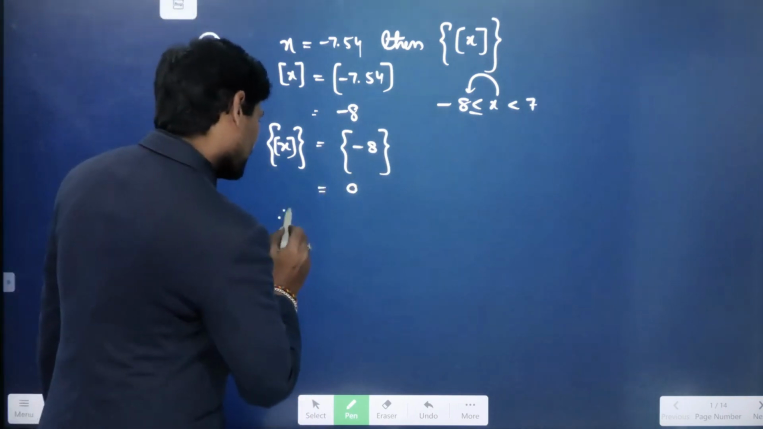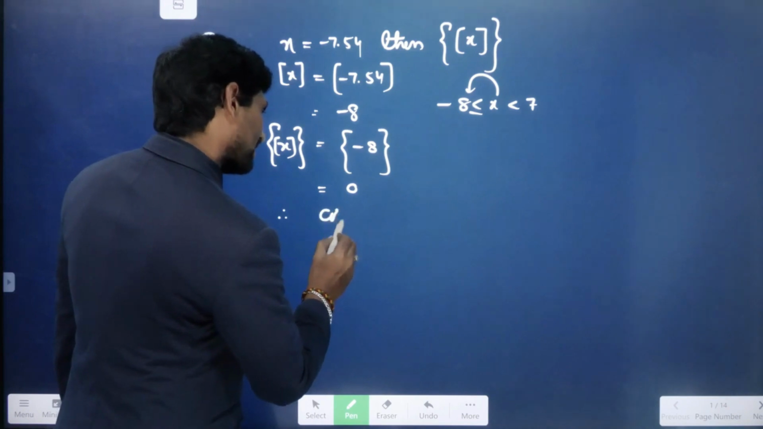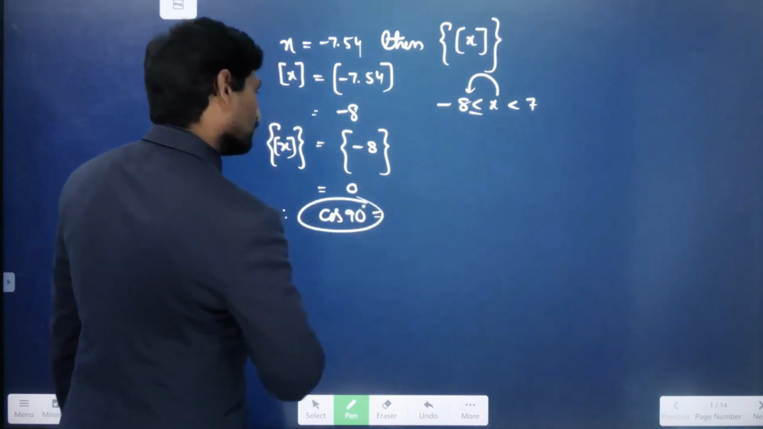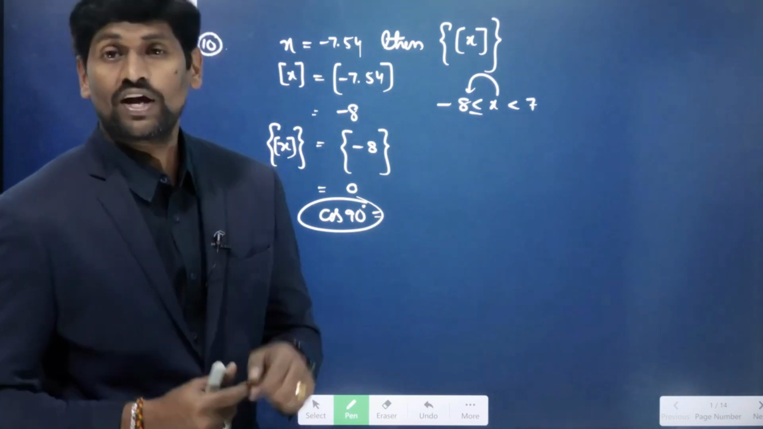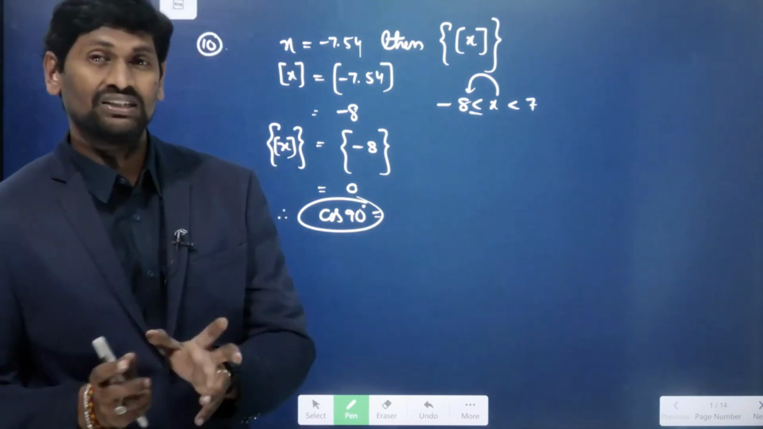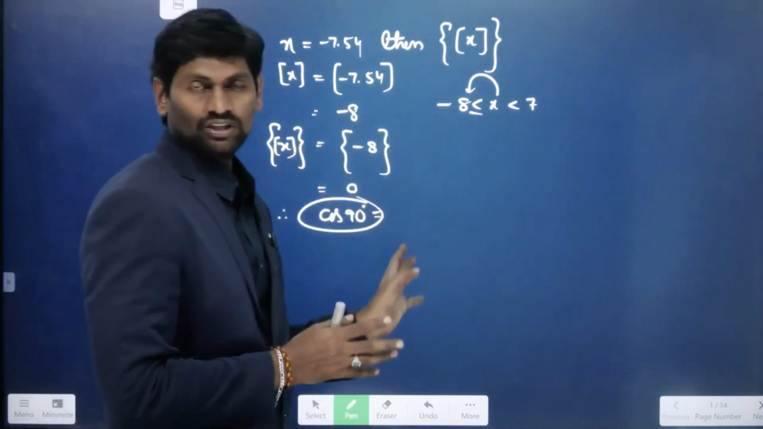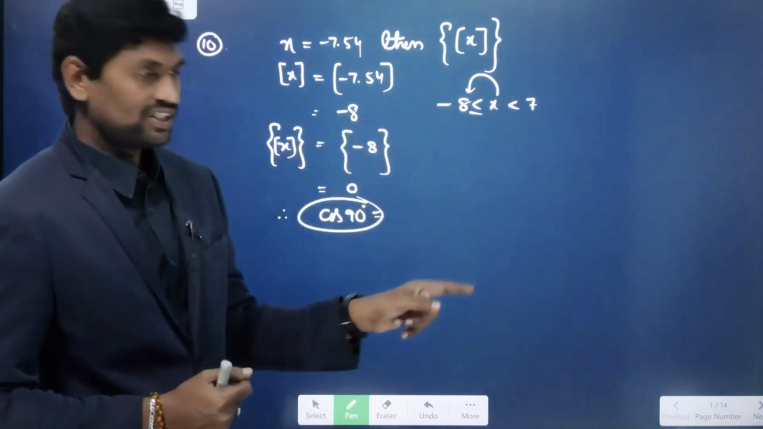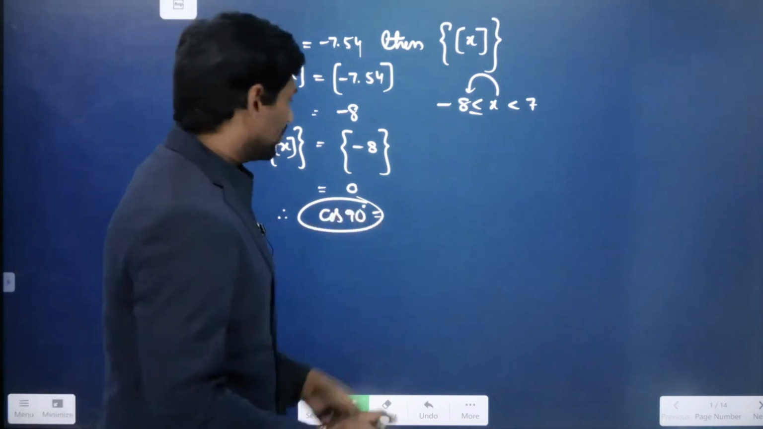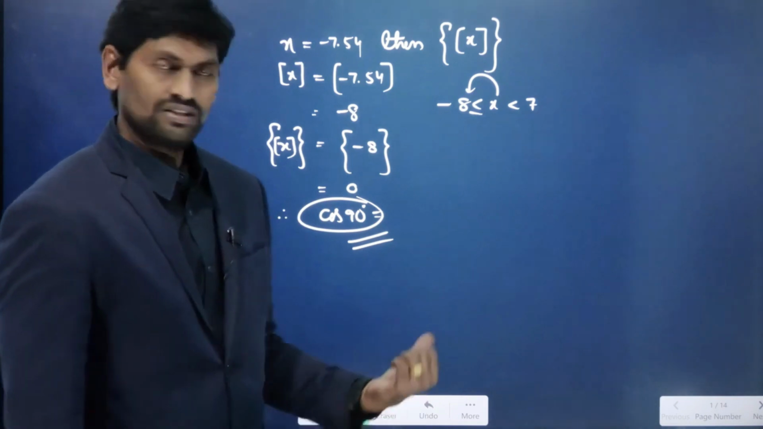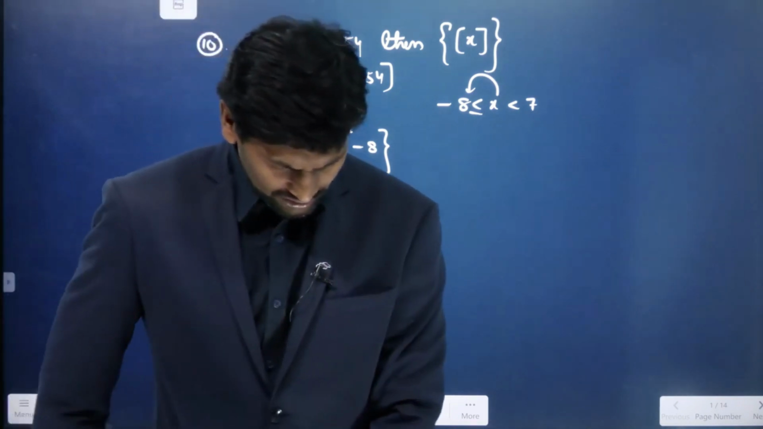In your options it is given that cos 90 degrees is our respective value. Cos 90 degrees value is 0. You will learn in the trigonometry topic what the trigonometric ratios and their values are, so there we will discuss this. According to your options, you need to choose cos 90 degrees.